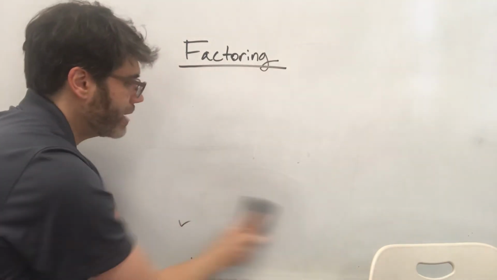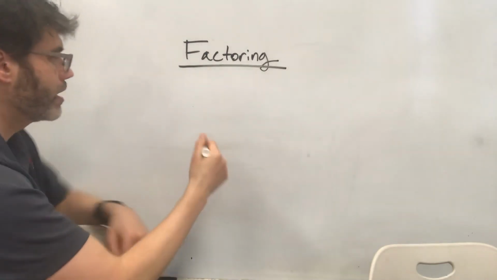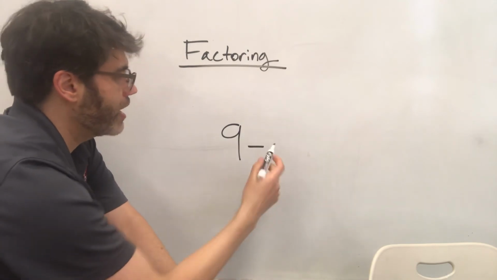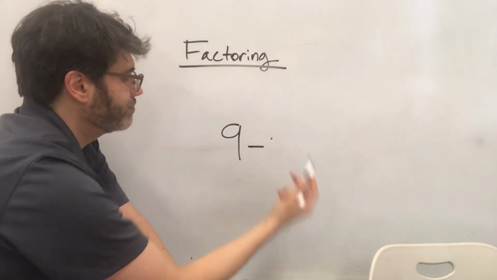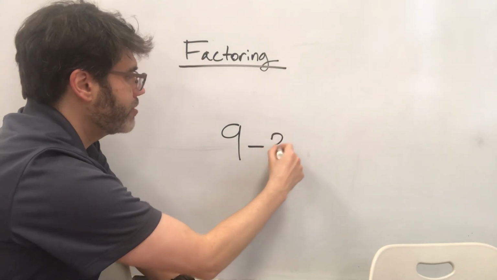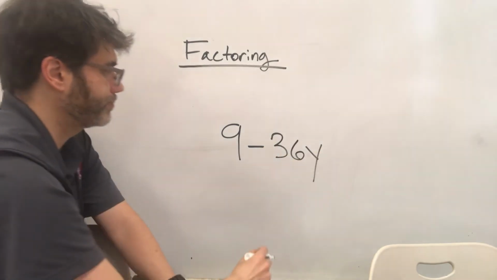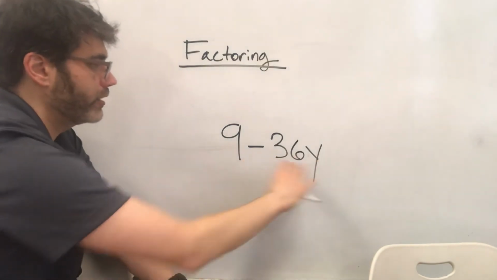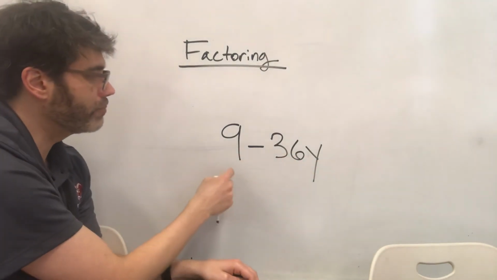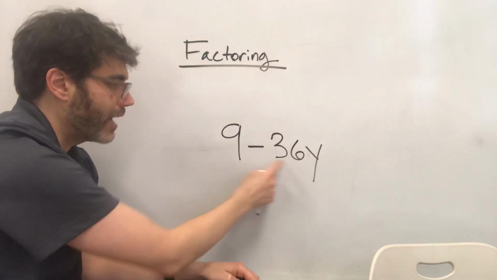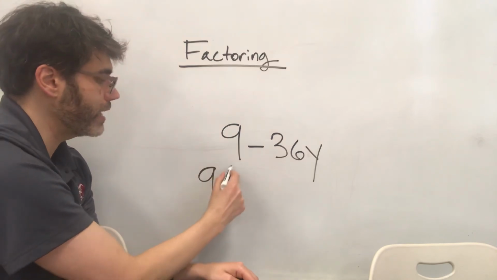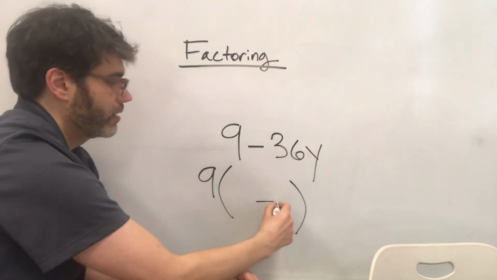Okay, how about 9 minus, say, how about 36y? So we're trying to think of something that we can pull out of both. Well, we can pull 9 out of both because 9 is within here and 9 is within here. So we'll pull out the 9. Bring this down.